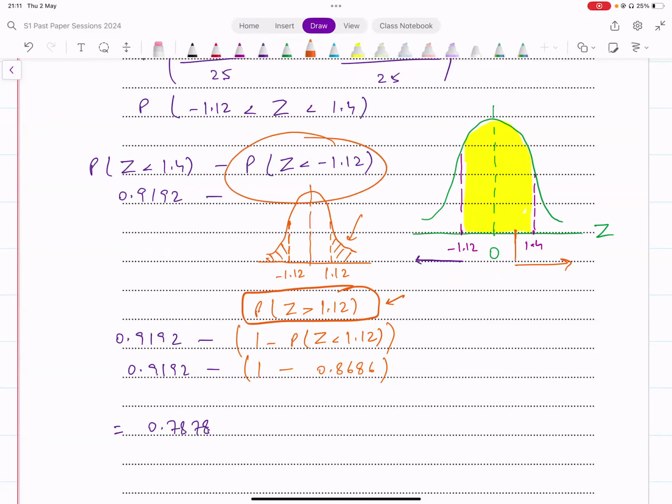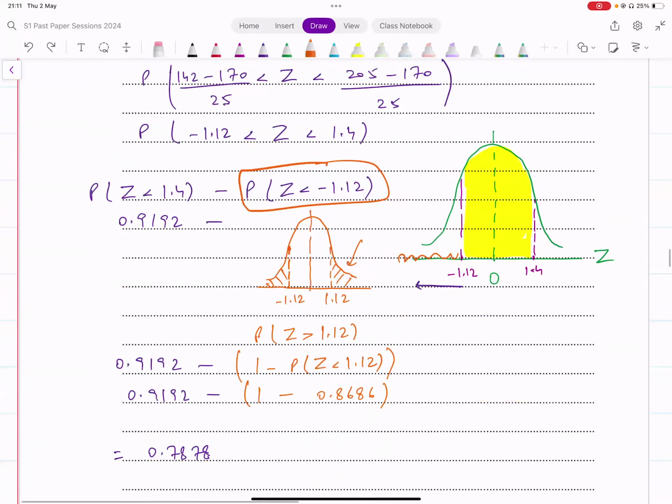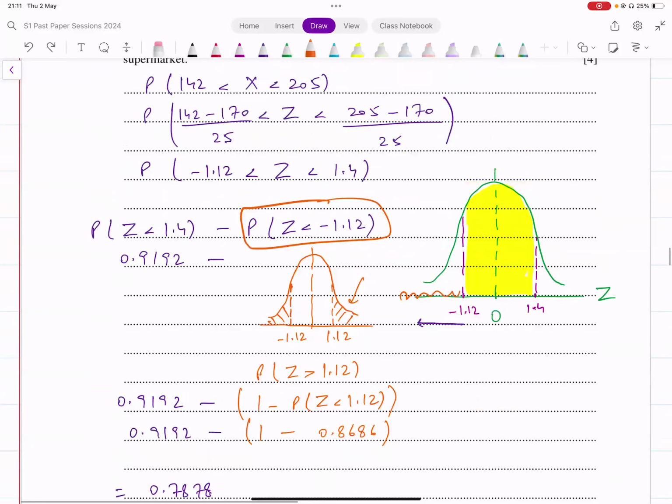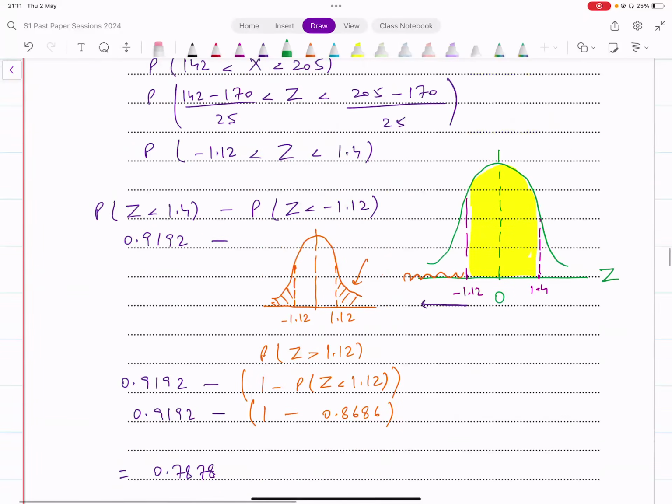No, this one, in fact, I'm sorry. Let's focus here. Probability of z being less than minus 1.12. That's this region. That's the probability of an apple weighing less than 142 grams, right? Because the z value minus 1.12 corresponds to 142 grams. So probability of being less than minus 1.12, what's that? We found that here.